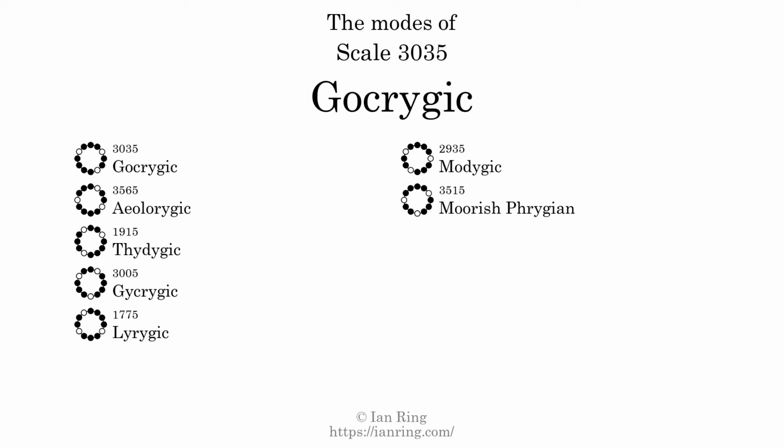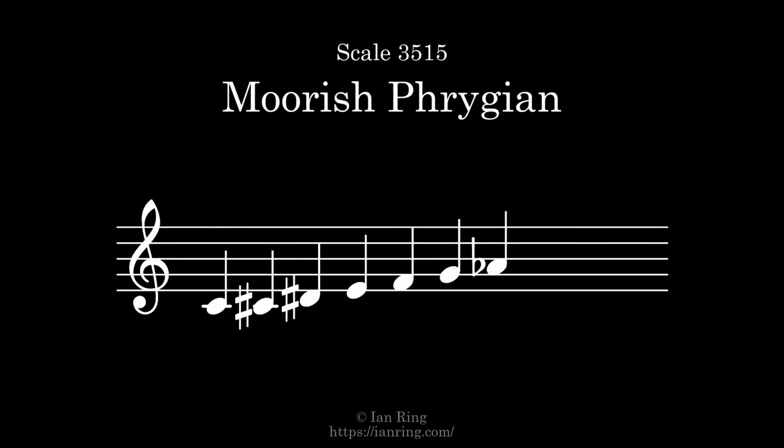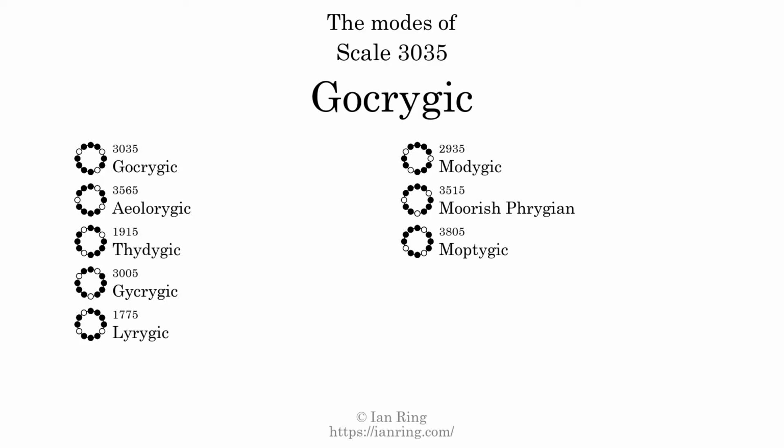The seventh mode is scale 3515, also known as Moorish Phrygian. It sounds like this. The eighth mode is scale 3805, also known as Moptagic. It sounds like this.